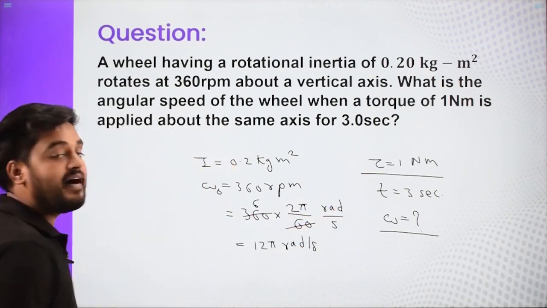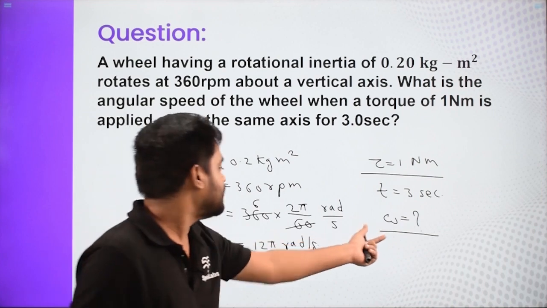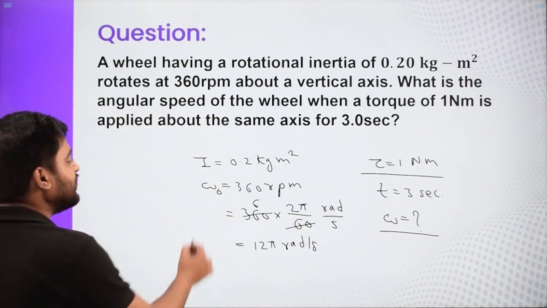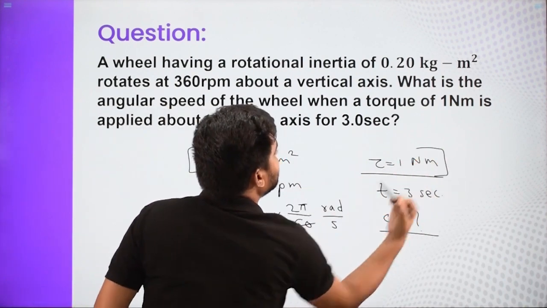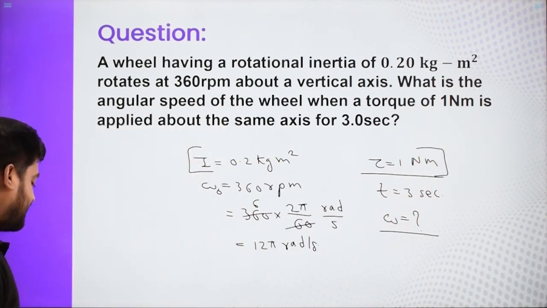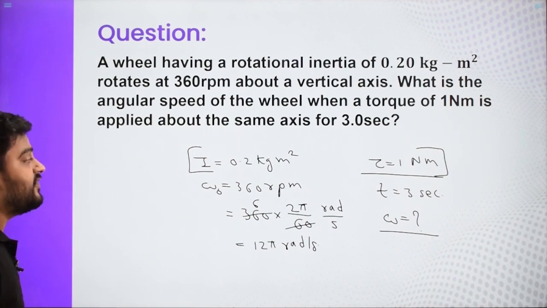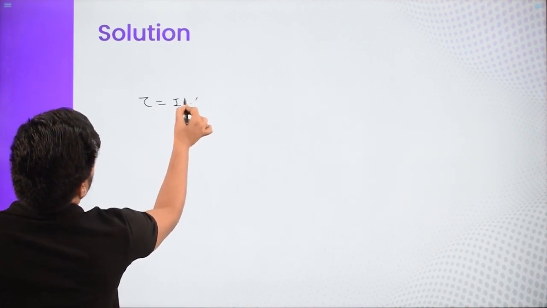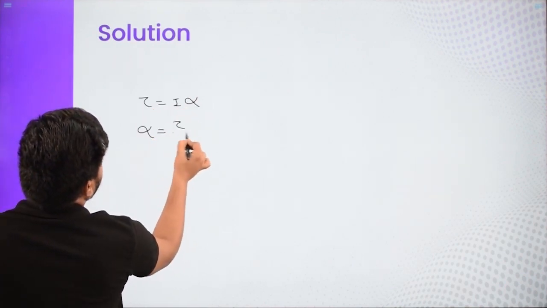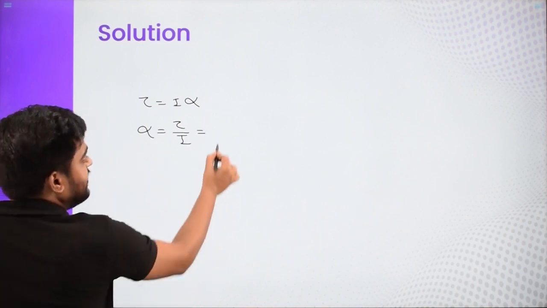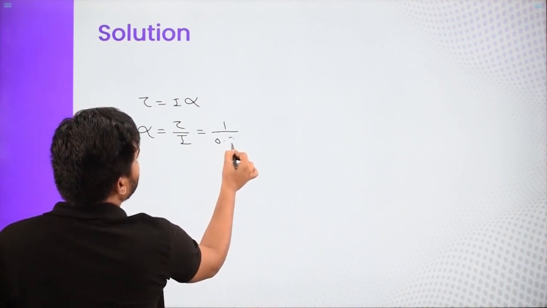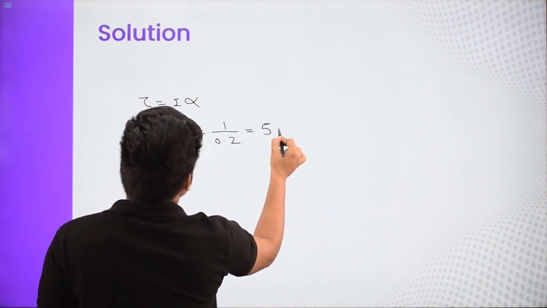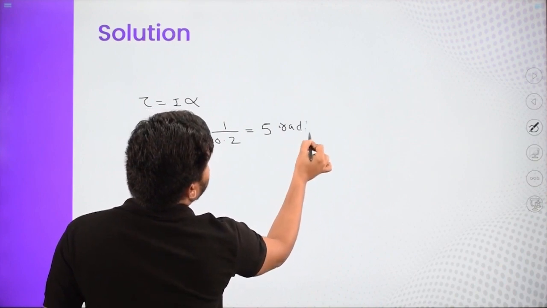So if I get alpha, I can apply omega is equal to omega naught plus alpha t. I have time also. To get alpha, I can utilize the moment of inertia and the torque. Which relationship can I utilize? Torque is equal to I alpha. So alpha is torque by I. Torque is 1 Newton meter and moment of inertia is 0.2 kg meter square. When we solve this, we get 5 radian per second square.